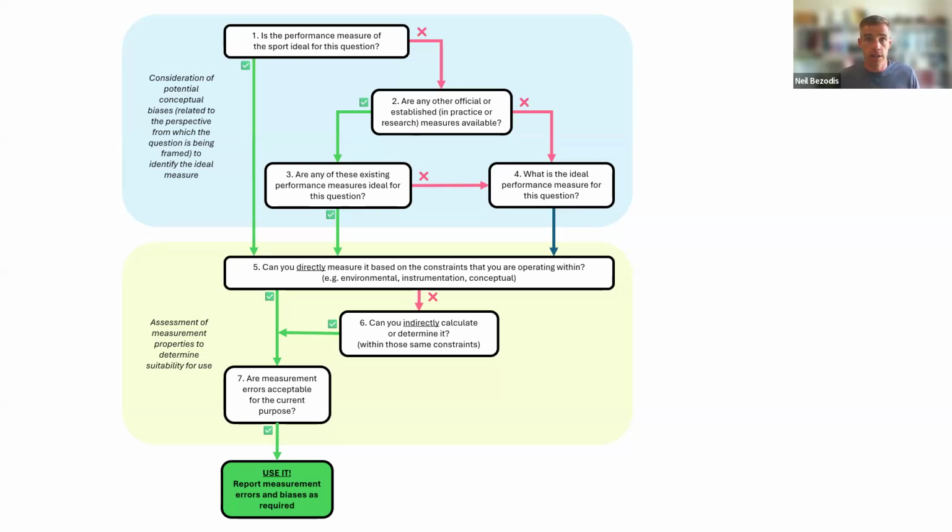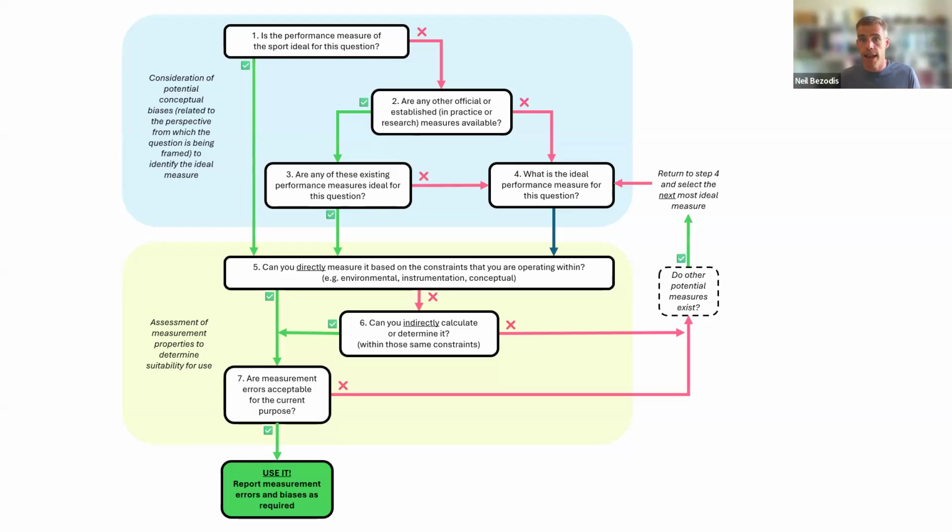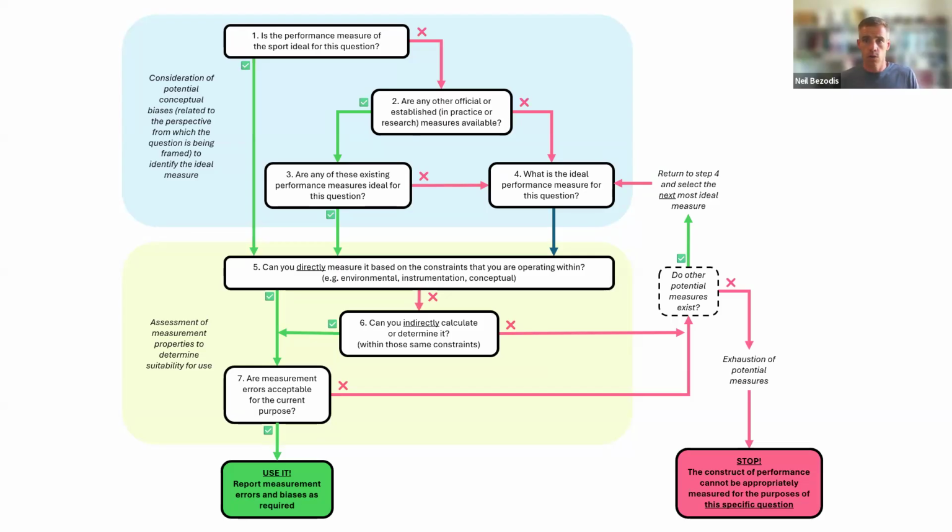If those measurement errors aren't acceptable, or if we can't indirectly calculate it, there is an option outside the framework to iterate back if other potential measures exist that weren't ideal but were alternatives, and select the next most ideal one and go back into that loop in the top half and then back down into step 5 again. But if we start to exhaust all those potential measures, then for that particular question, we can't measure the construct of performance appropriately, i.e. either with sufficient accuracy or in a sufficiently unbiased way. So it becomes a bit futile or pointless to actually aim to do so.